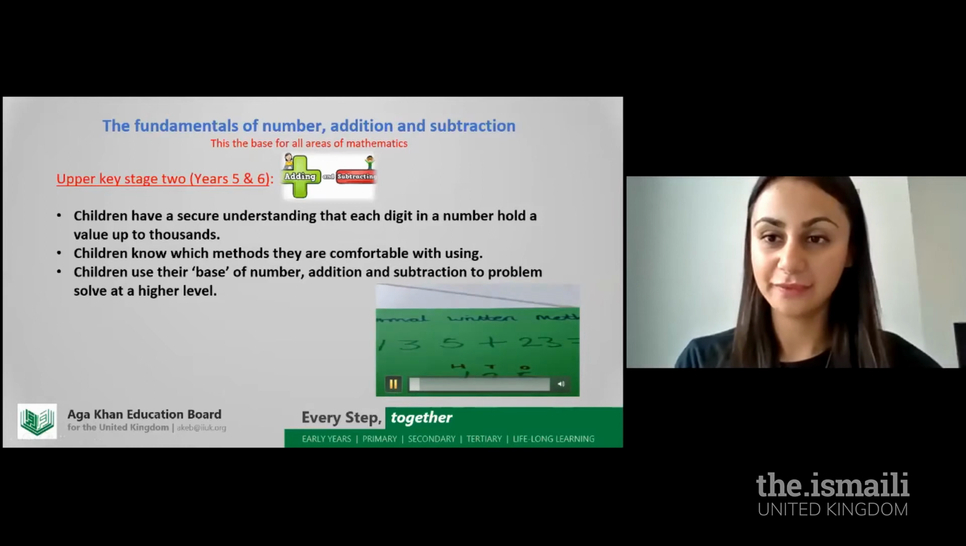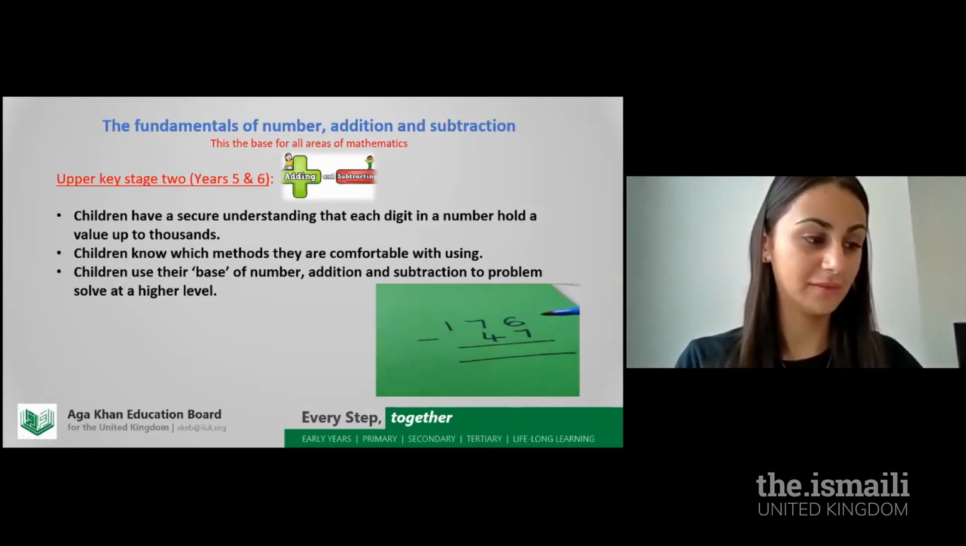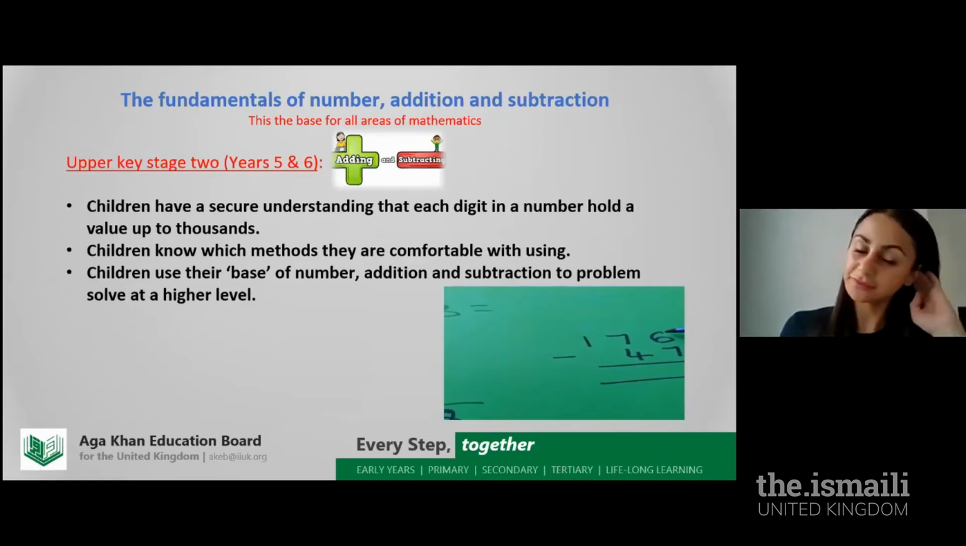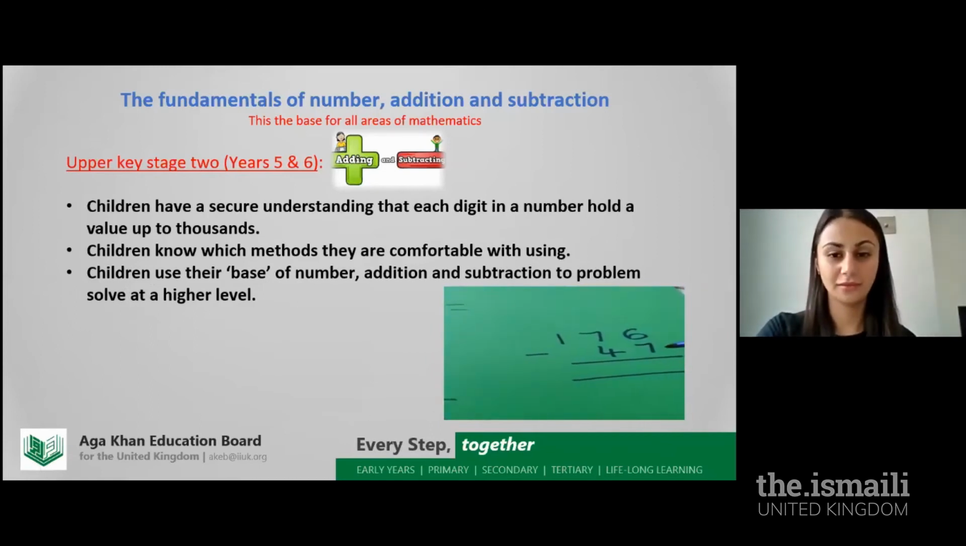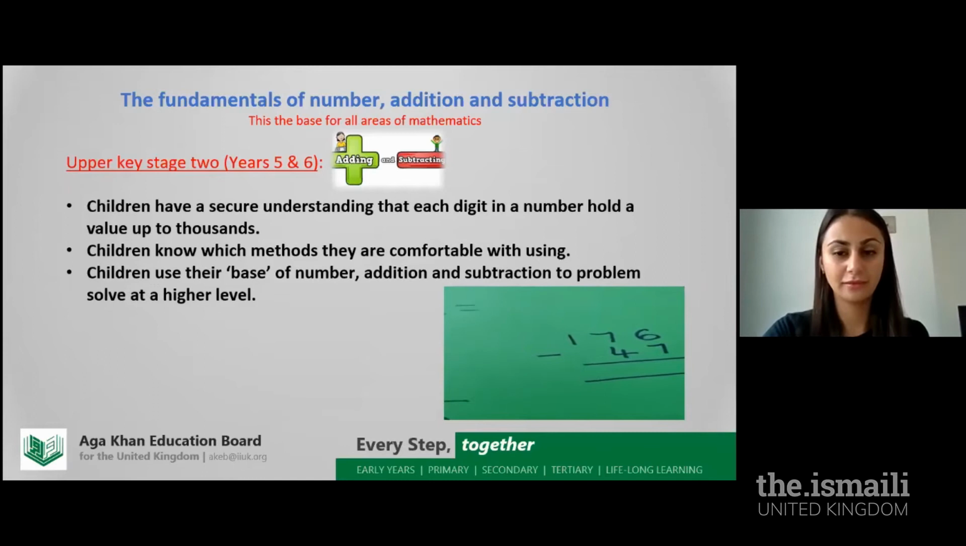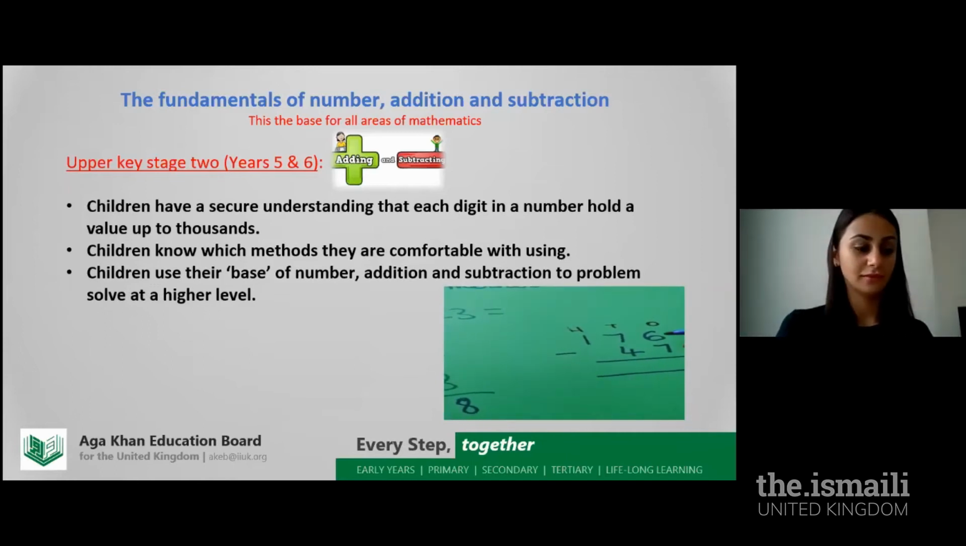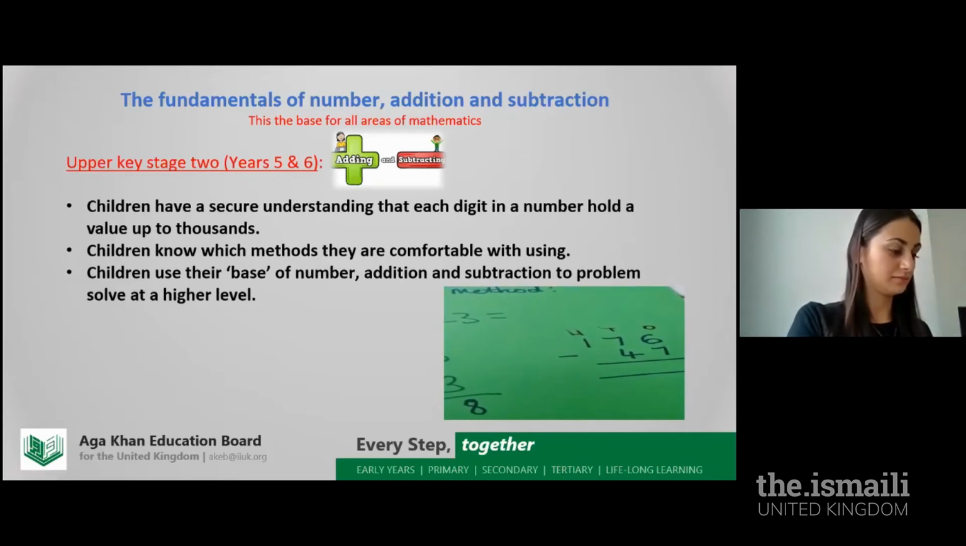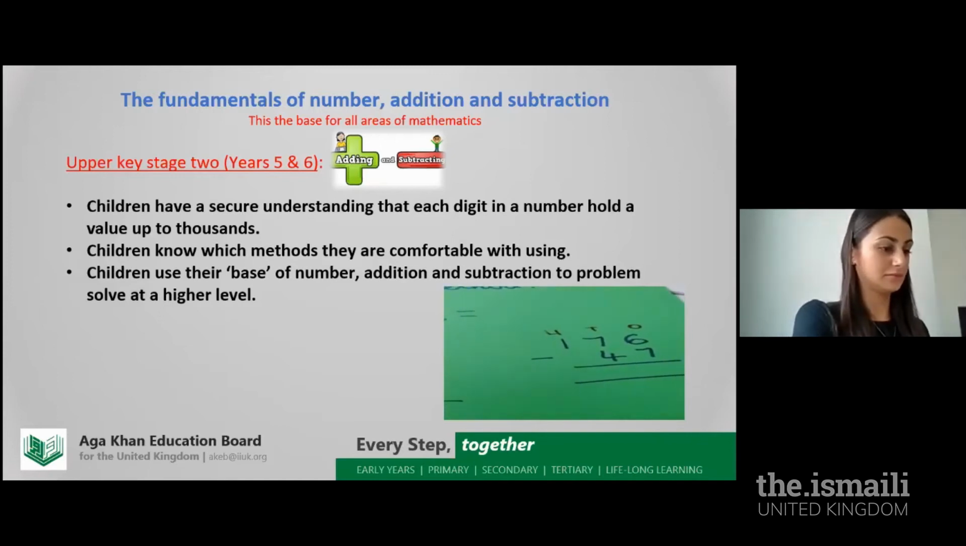Subtracting using the formal written method. So this is when you have your digit that you're starting with, which is smaller than what you're taking away. So for example, here we've got 176 take away 47. So we've got 6 take away 7. Now subtraction is not commutative. You can't just swap the numbers round and do 7 take away 6.